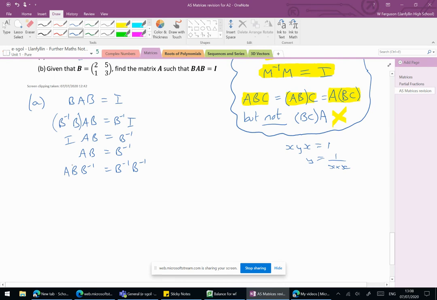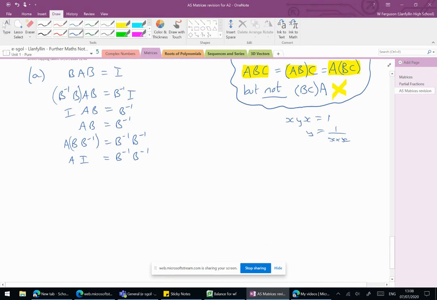And now I can think about these two as the pairing combination that I want here, because they will get replaced by an I. So A times I is equal to B minus 1, B minus 1. And then finally, I know that multiplying any matrix by the identity matrix doesn't change it. So A must be equal to B minus 1 times B minus 1. As required by the question.